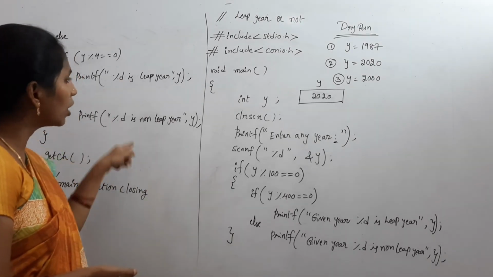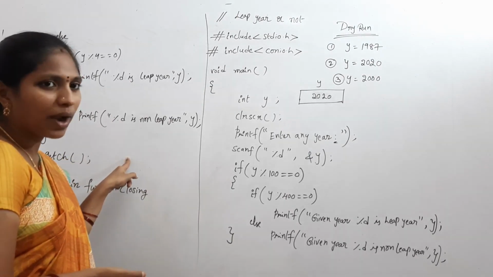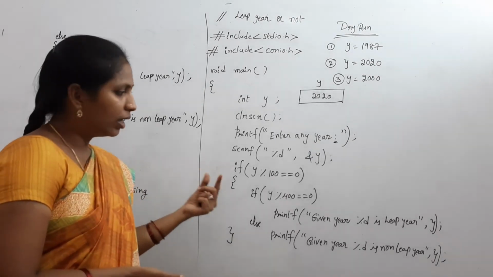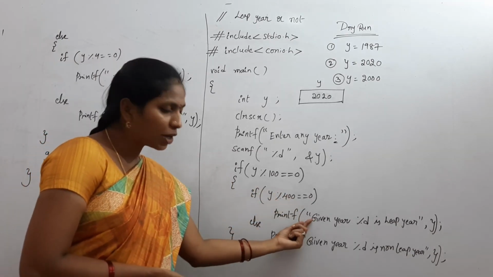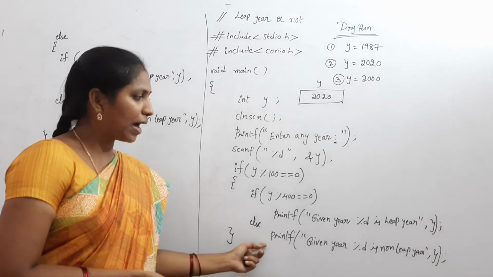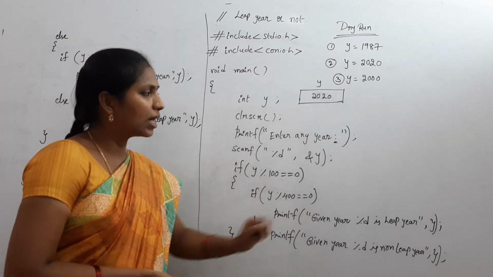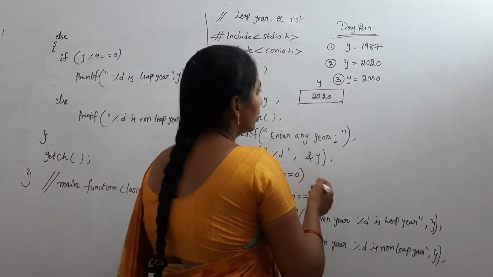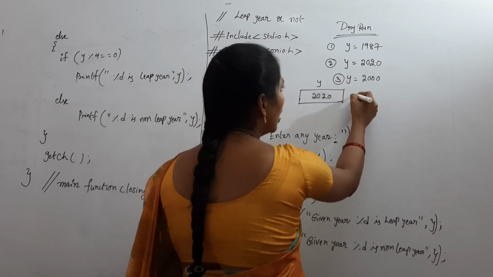These statements will not be executed. That is the advantage of the if else block. If this condition is true, then this statement is executed. Otherwise, it goes to the else part. So here 2020 is a leap year, and 2000 is also a leap year.